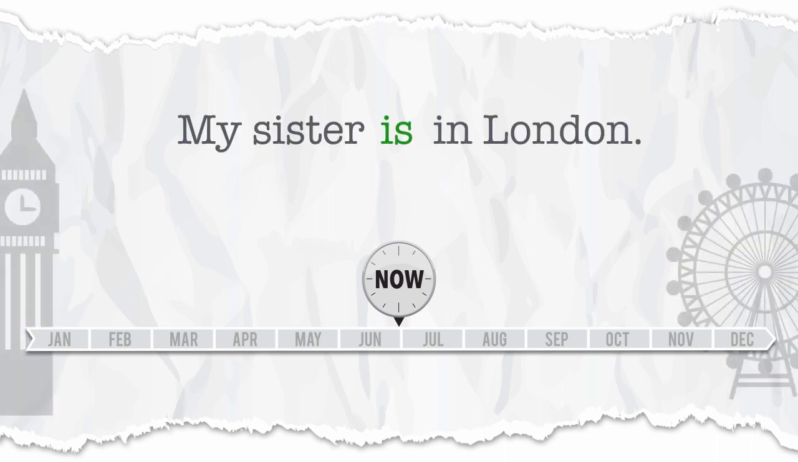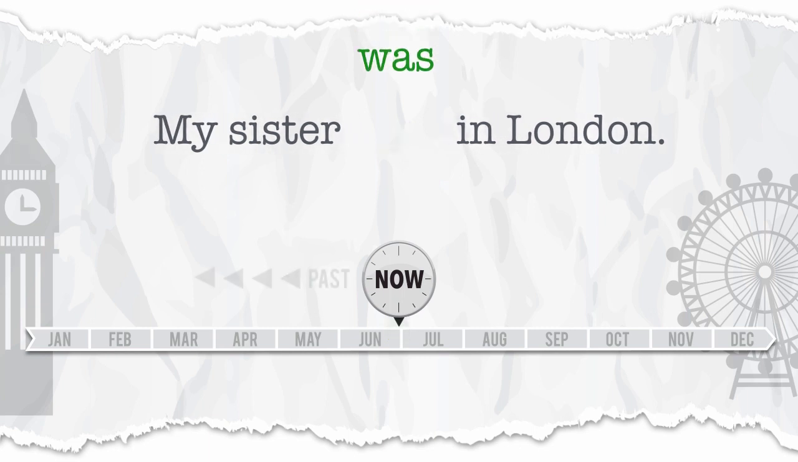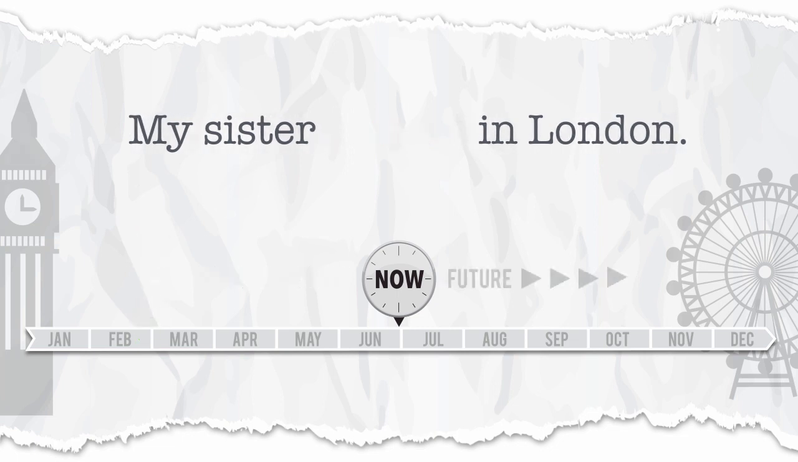So let's look at this one. My sister is in London. That talks about now. That's a present tense. By simply changing the verb, we're talking about a past action. My sister was in London. If we change the verb again, my sister will be in London. Now we're speaking about the future.